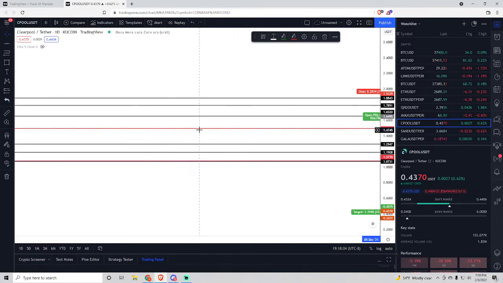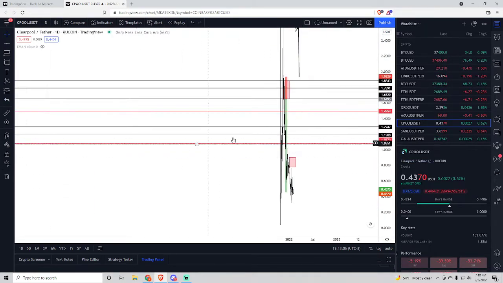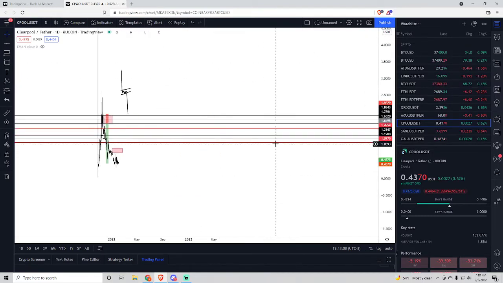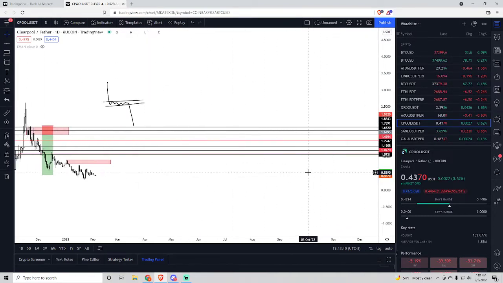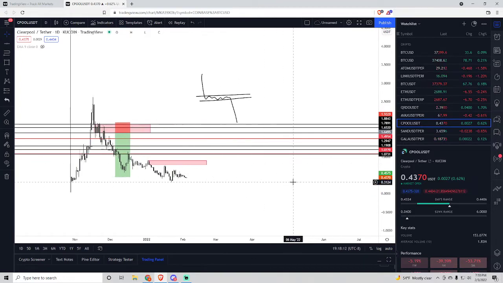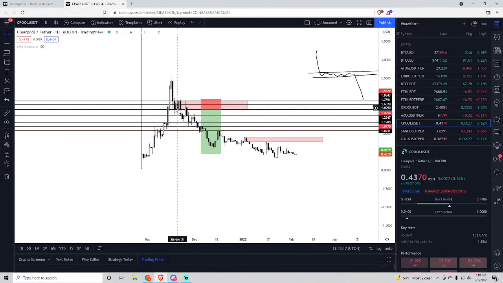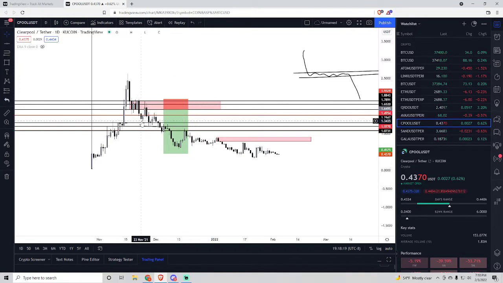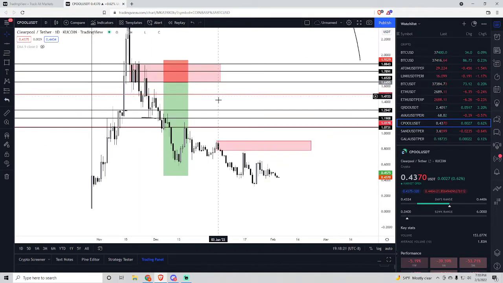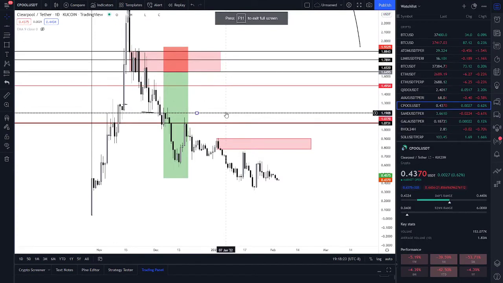So back on a daily. Yeah, this coin sucks. So we have consolidation. We broke it. We've created, I'm going to remove these.